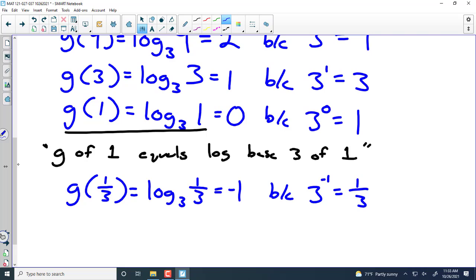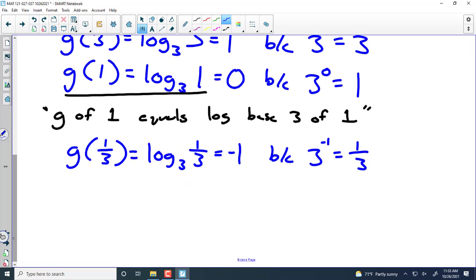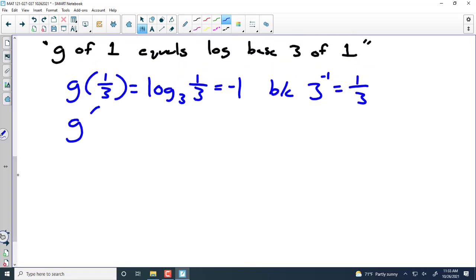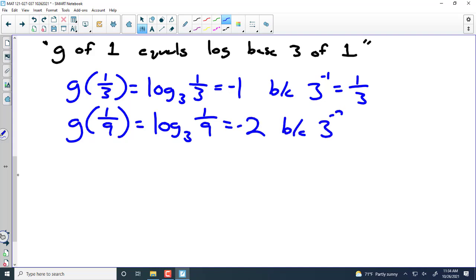When I see this, I think to myself, what power did I put on 3 to get 1/3? We all have to think the same thing. It's just that some of us have maybe seen this before. Some of us have gotten a little bit more practice with it. But we can all think the same thing when we do this. What power do I put on 3 to square it and put it on the bottom? Negative 2. Why? Because 3 to the negative 2 is 1/9.